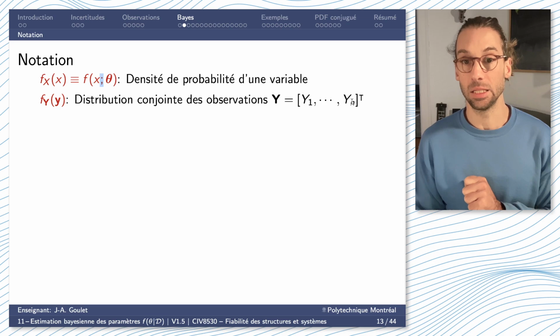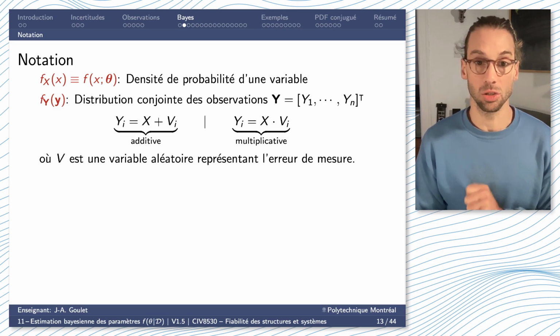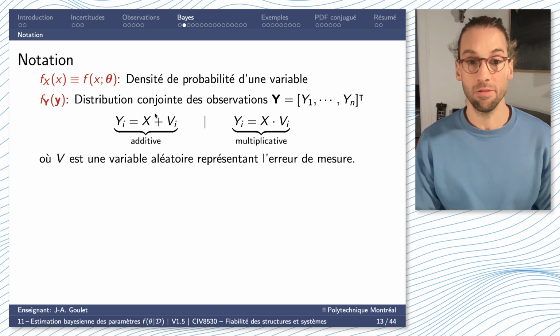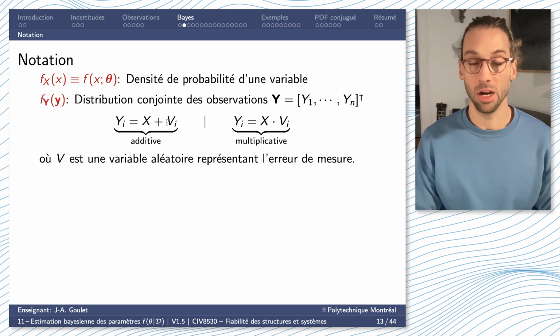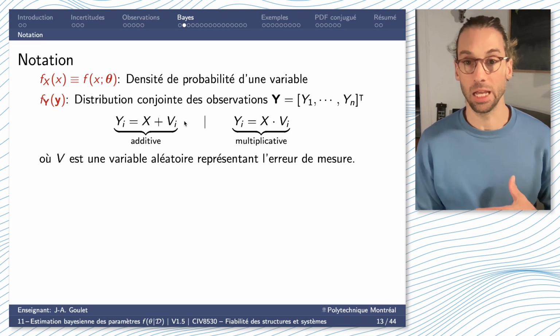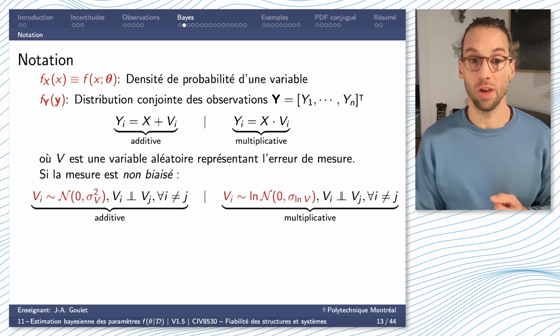Y is the density for the observations. So if x is a random variable and v is a random variable, y is going to be a random variable as well. We can have here an additive model, and we can have here a multiplicative model, where in both cases, v represents the random variable describing the observation error.